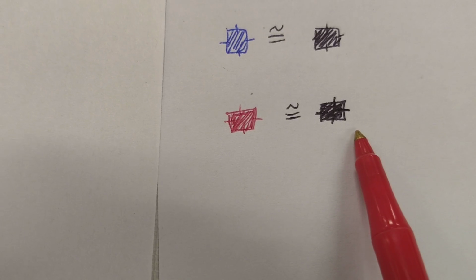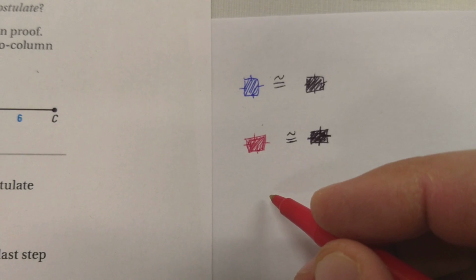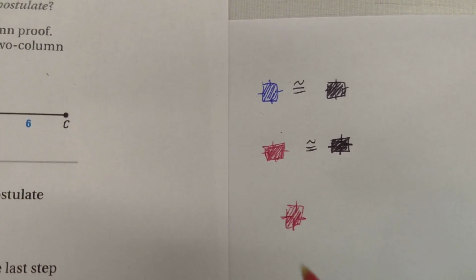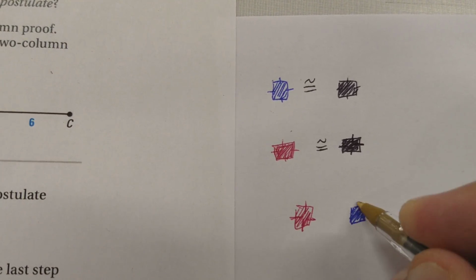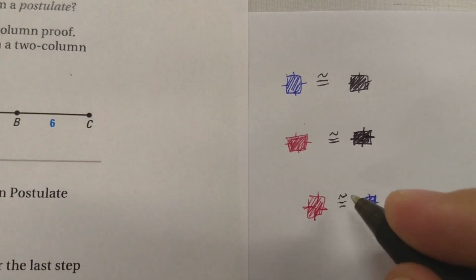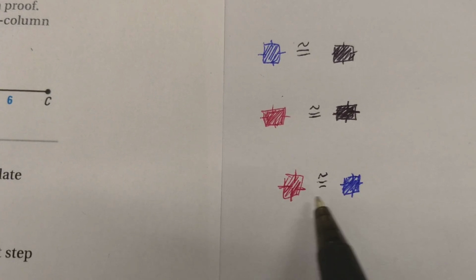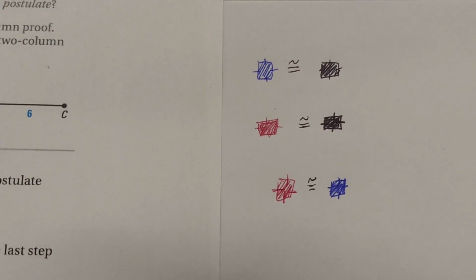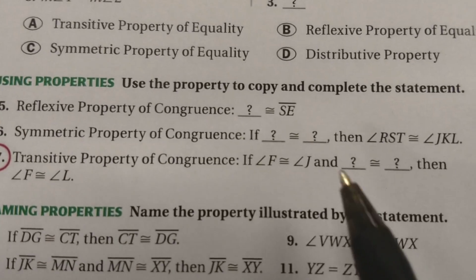If we have these two statements, what the transitive property of congruence says is that from that, I can also say that that red one and that blue one must also be congruent. Because if they're both congruent with the black square, then they both must be congruent to each other as well. Okay, so we're going to use that same logic, that's the transitive property of congruence logic, to fill in what we're saying down here in number 7.